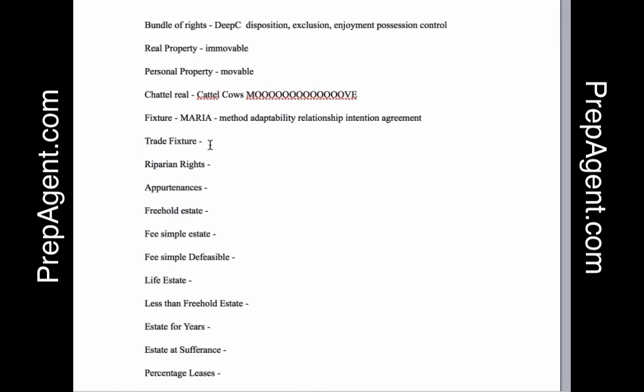Okay, here we go. Trade fixture. Trade fixture is personal property, and it runs with the person. There's a key word we're looking for here, though. For business. Business, good. But you were absolutely right. Trade fixture is for personal property. A fixture is personal property that becomes real property. A trade fixture is a fixture that's now personal property.